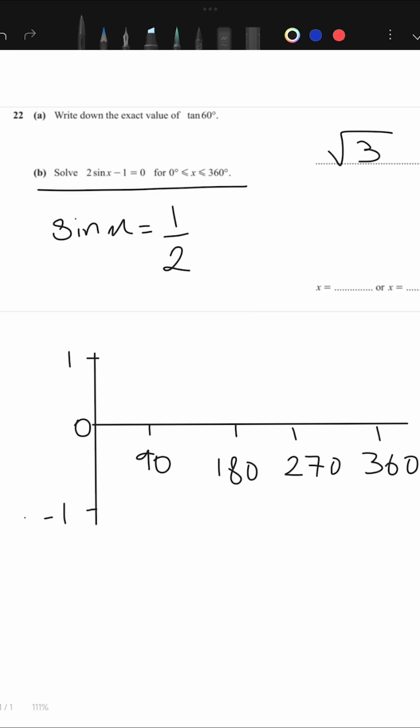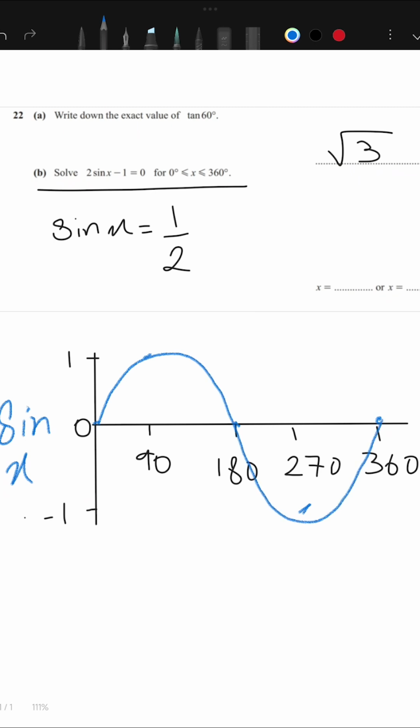Okay, so sine x, or sine theta, whatever variable you want to use, it's gonna start at 0 degrees on 0. Then on 90 degrees it's gonna move up to 1, and on 180 it's gonna move back down to 0, and then on 270 it's gonna move to negative 1, and at 360 it's gonna move back to 0. So the graph is going to look like this.